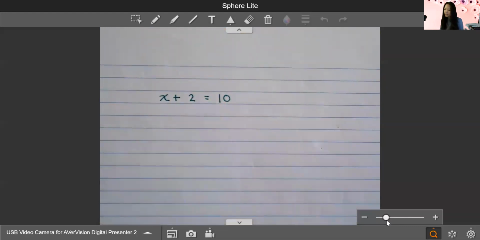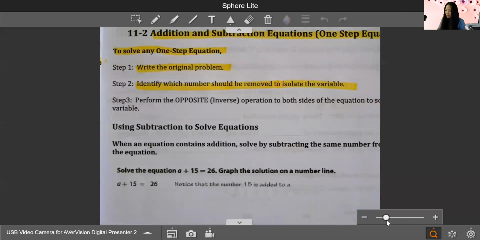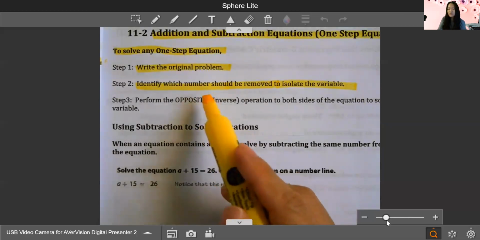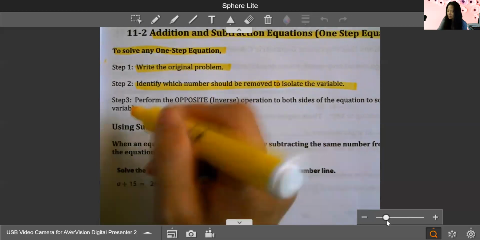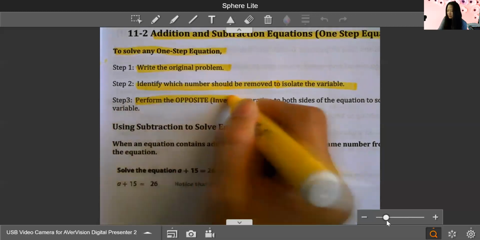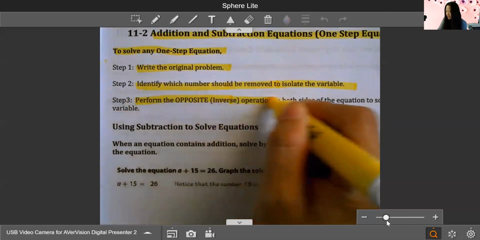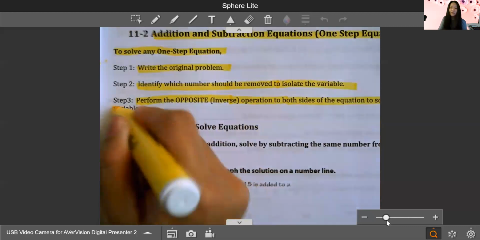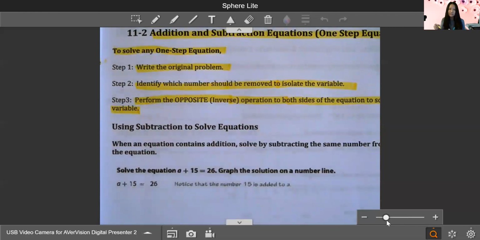To do that, we are going to first identify the number that should be removed, and then you're going to perform the opposite or inverse operation to both sides of the equation to solve for the variable, and then you will box the answer.